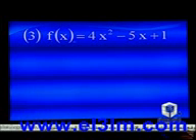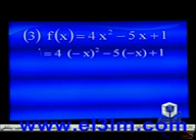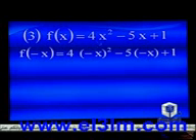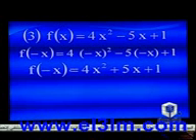Number 3. f of x equal 4x squared minus 5x plus 1. Then f of negative x equal 4 multiplied by negative x all squared minus 5 multiplied by negative x plus 1. This equal to 4x squared plus 5x plus 1. Look to this example. 4x squared is similar. This is the original and this is the new function.